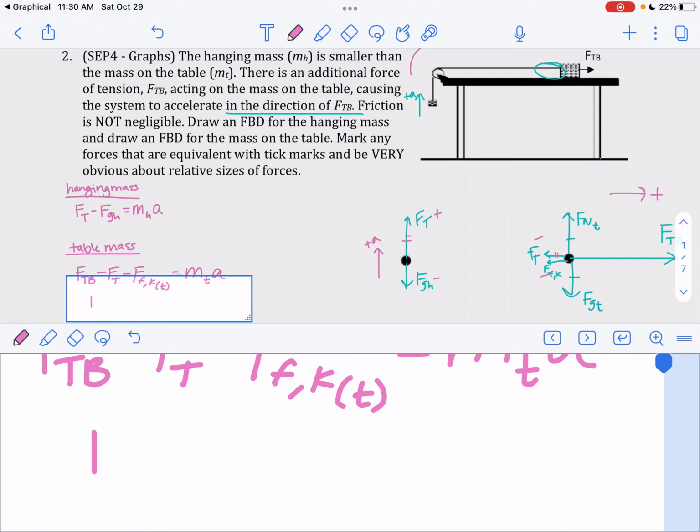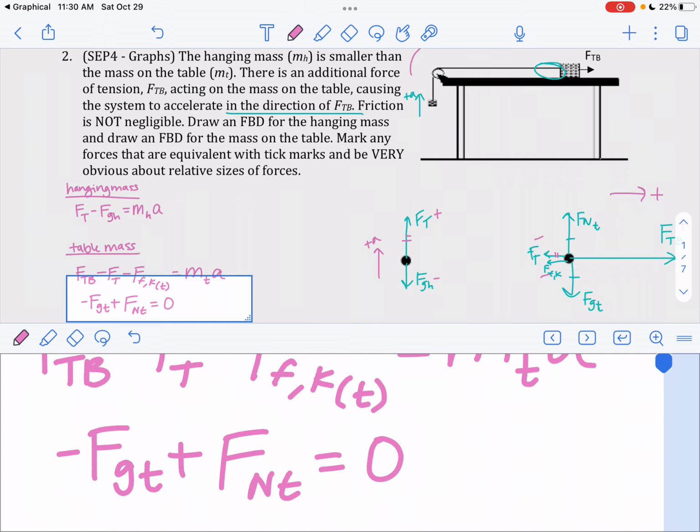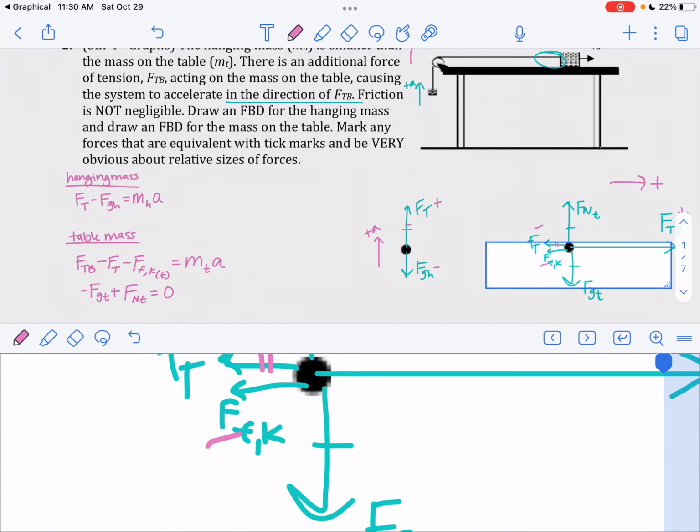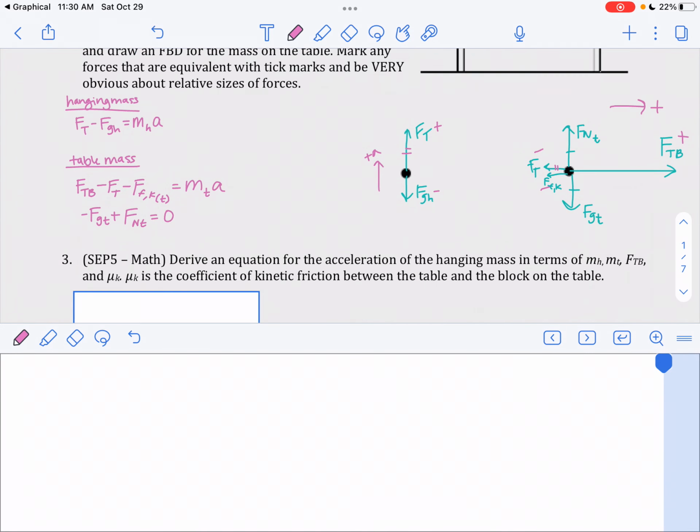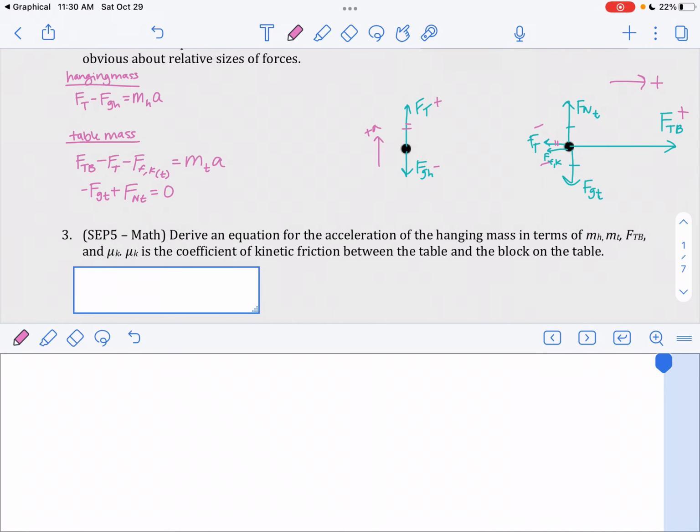Now the table mass also is going to have Fg of the table mass and Fn on the table mass, and that's going to be equal to 0 because the net force is 0 for the vertical direction. Those two forces should be equal. Okay. Now down here, I'm trying to derive an equation for the acceleration of the hanging mass in terms of mh, mt, and ftb, and mu k. So I'm going to start with my table mass.